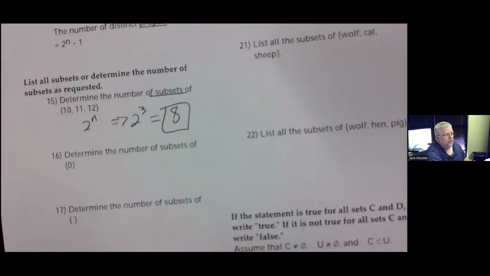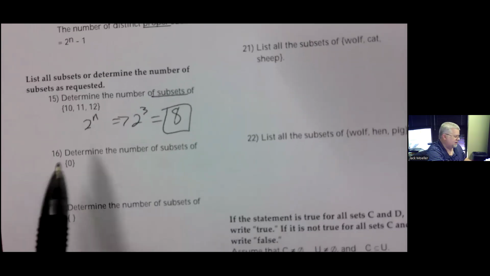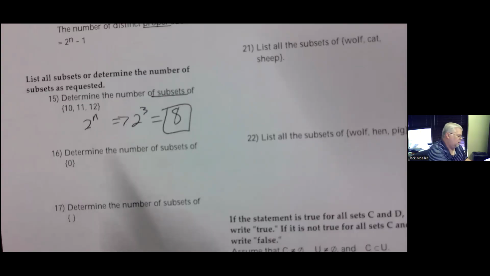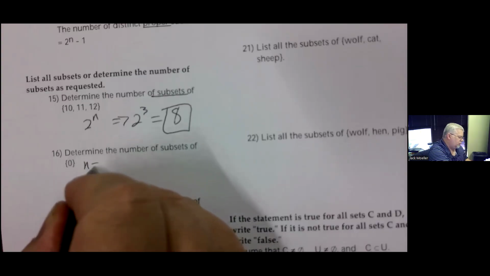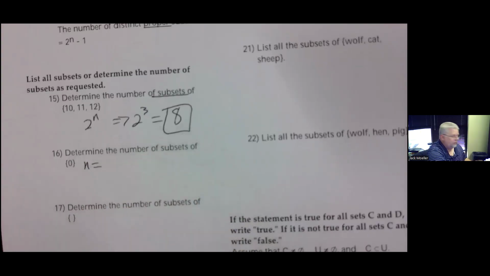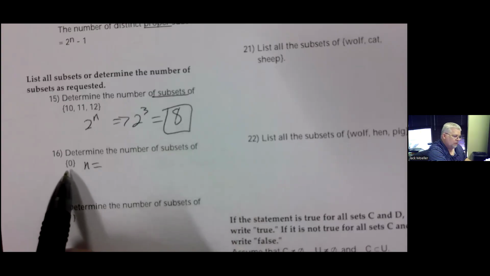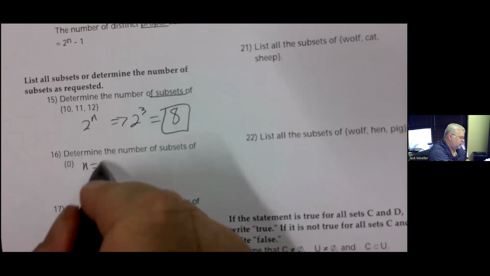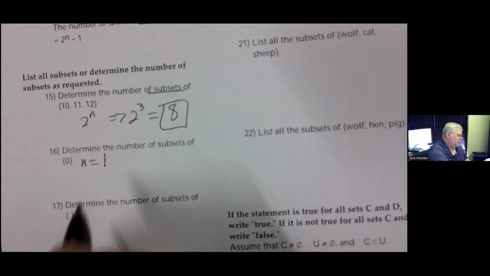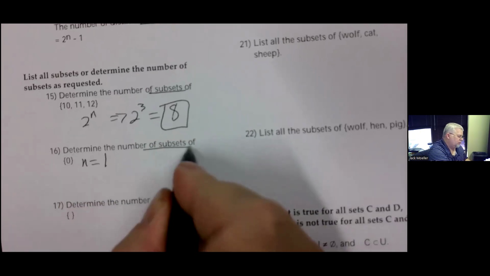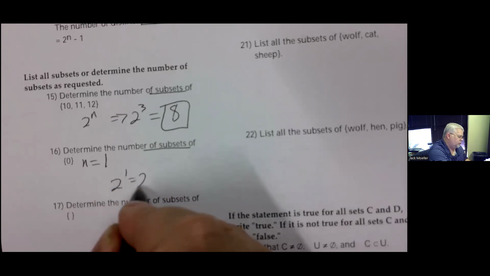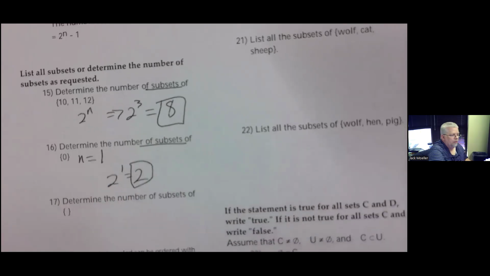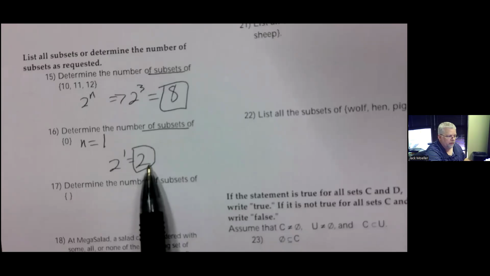Okay, determine the number of subsets in the set 0. So we're doing 2 to the n, so we need to identify n. How many elements are there? There's not 0. 0 is the element. So that means there is 1 element. So n is 1. Now the number of regular subsets would be 2 to the first, which is 2. If they wanted proper subsets, we would subtract 1 and get 1.